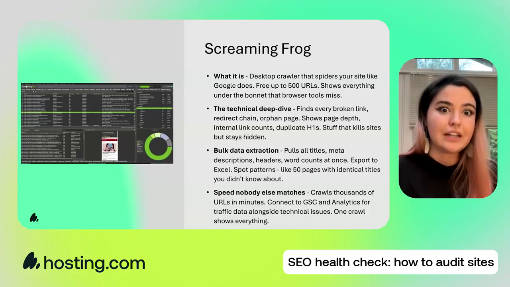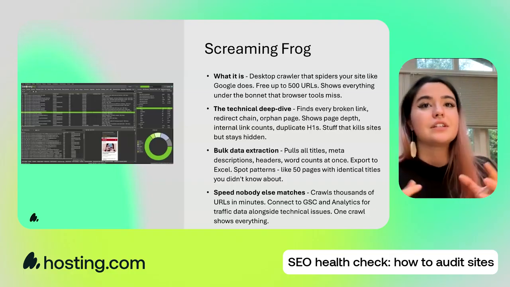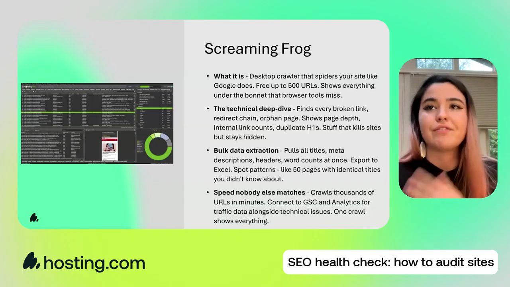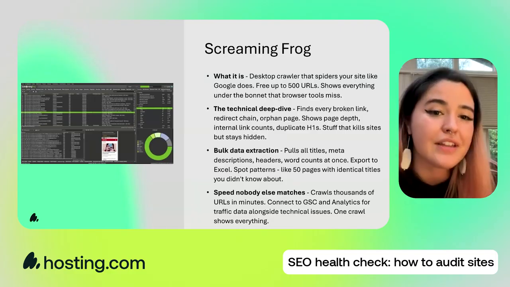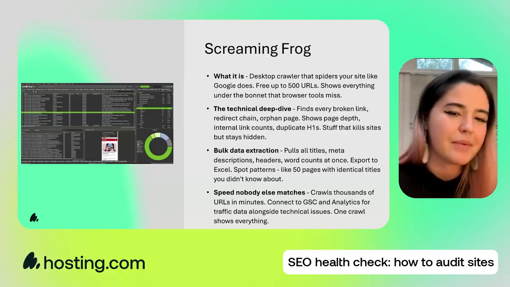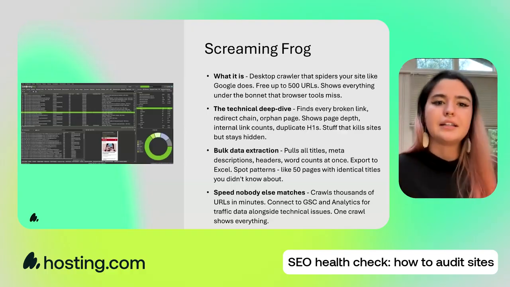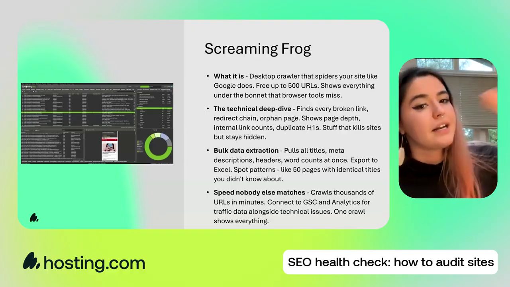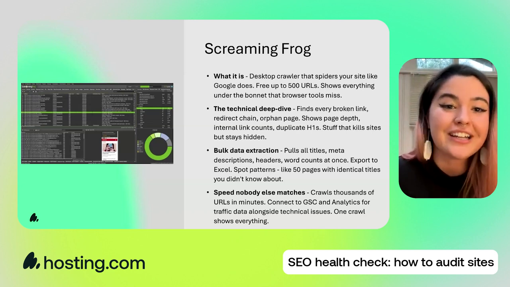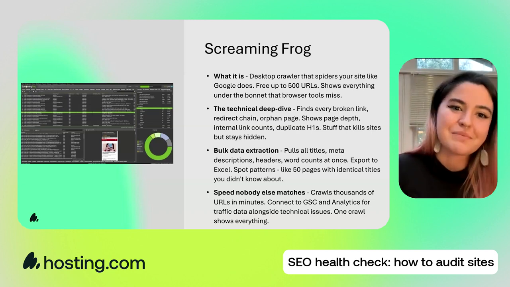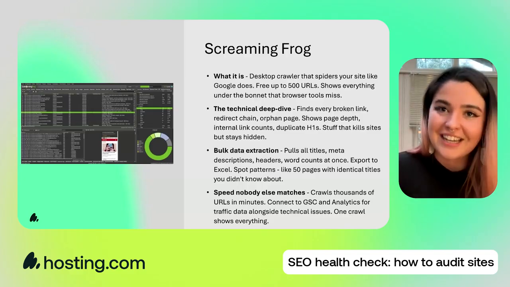So I really love Screaming Frog. It also gives a great technical deep dive so you can find broken links, redirect chains, and orphan pages through this platform. You'll have that in Ahrefs as well. And pretty much, if you use Deepcrawl or Lumar, there's hundreds and hundreds, and we are not sponsored by any of them here at hosting.com. This is just my honest experience and preference throughout my years of being in SEO.